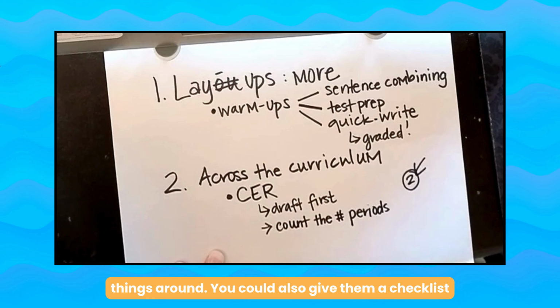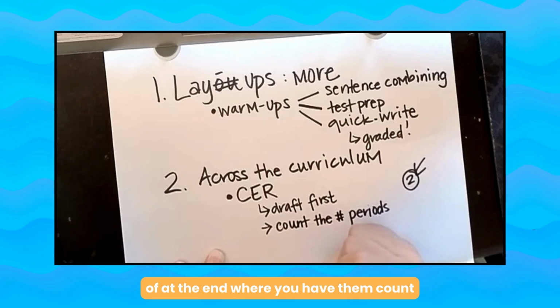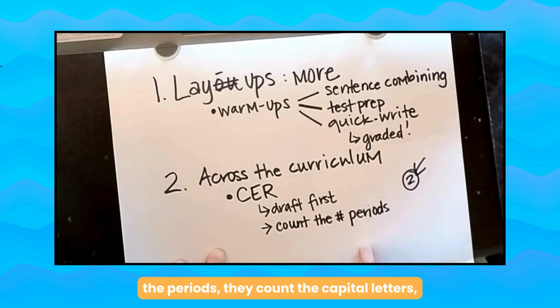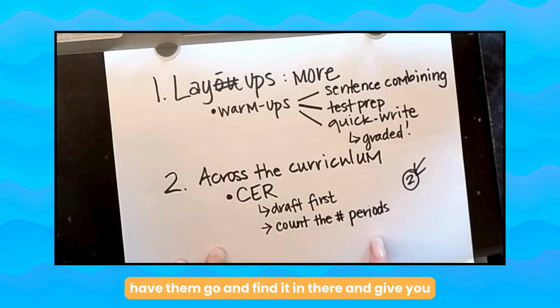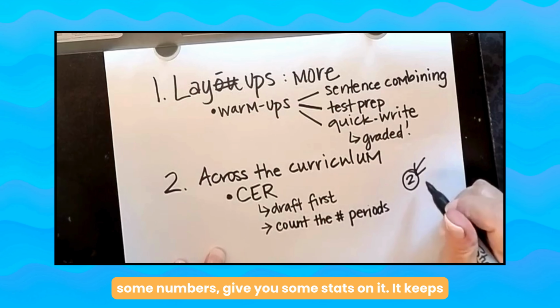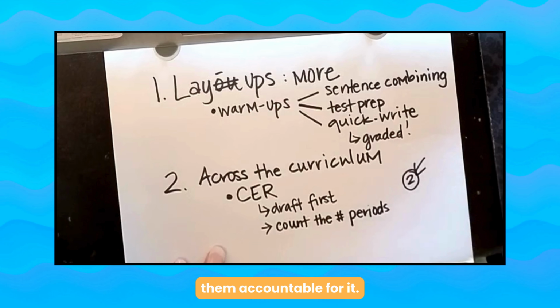You could also give them a checklist at the end where you have them count the periods, they count the capital letters, whatever it is that you're really, really looking for, have them go and find it in there and give you some numbers, give you some stats on it. It keeps them accountable for it.